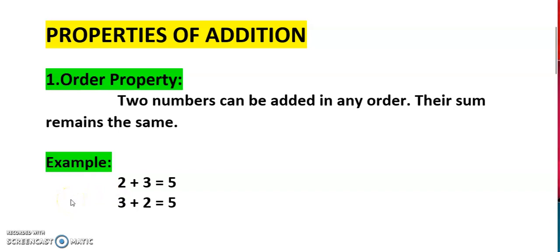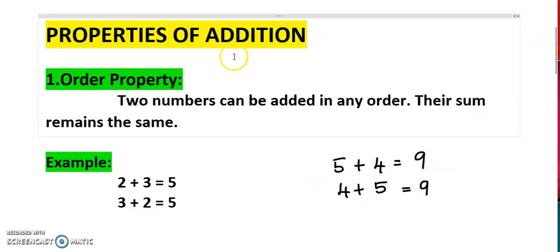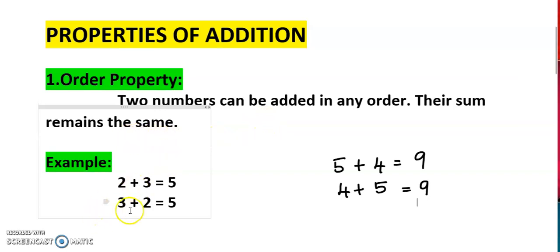See, suppose you are adding 5 plus 4, what is 5 plus 4? 9. If you are adding 4 plus 5, you will get the same answer. That is, two numbers can be added in any order. You will get the same answer, so the sum remains the same. That is order property. In the properties of addition, first one is order property: two numbers can be added in any order and their sum remains the same. 2 plus 3 or maybe 3 plus 2. If you interchange and then add, you will get the same answer.